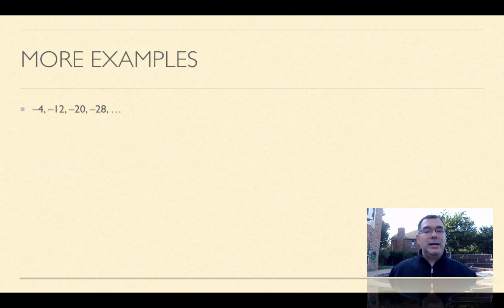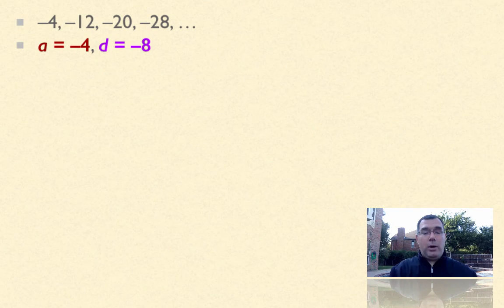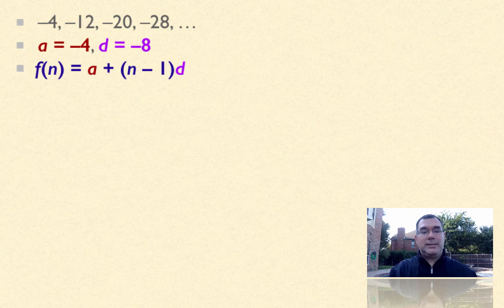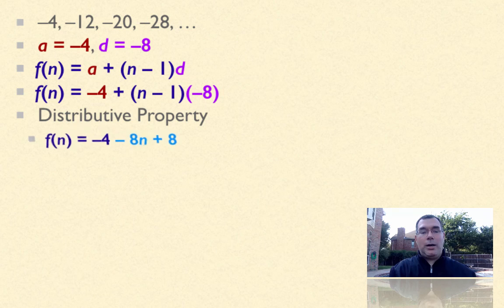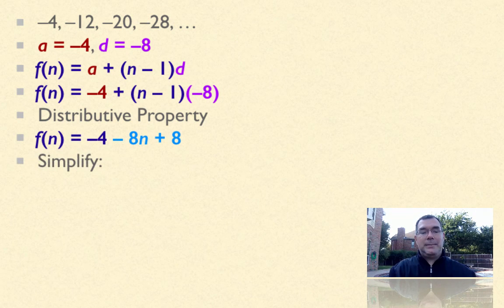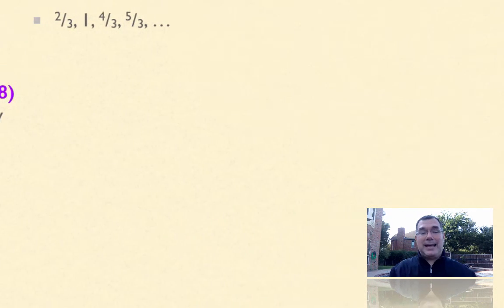Here's some more examples. -4, -12, -20, and -28. My first term is -4, and my common difference is -8. I keep going down by 8s to get from one term to the next. There's my generic function. Replace a with -4, replace d with -8, and that's what I get. Use the distributive property with that -8 and the n minus 1, and I get -4 minus 8n plus 8. Simplify, and I get the function is equal to -8n plus 4. So that's a way of finding out the nth term really easily, just by plugging in n into that expression.